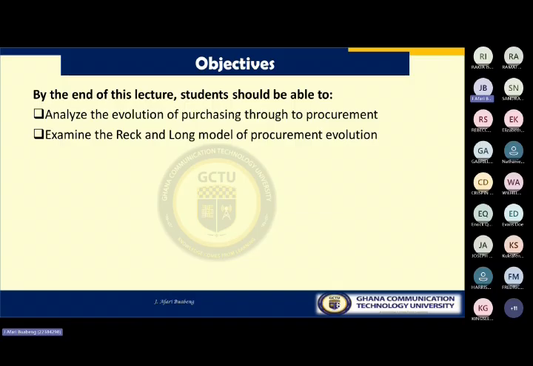So it is not new. The practice is not new. Maybe in terms of academics, the discipline can be said to be a bit new, but the practice of procurement is not new. In fact, it has been with us for a very long time.